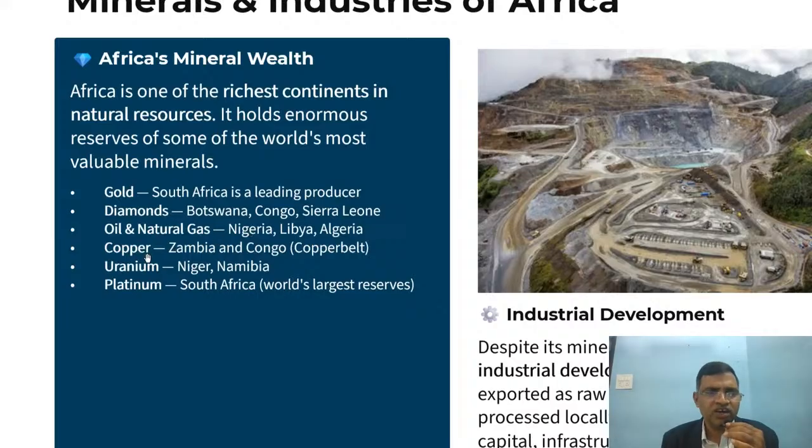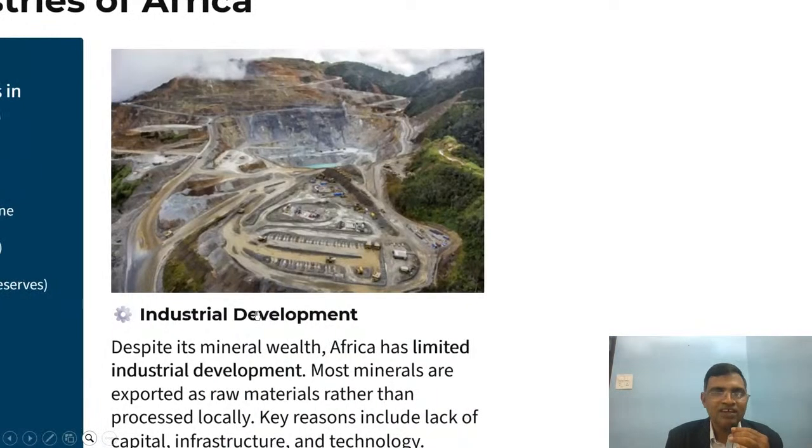Then oil and natural gas, which we'll find in Nigeria, Libya, and Algeria. Then copper, Zambia and Congo. It is a copper belt, we can call it. Uranium, Niger and Namibia. Then platinum, South Africa has the world's largest reserves. Platinum is available in South Africa. Just remember, okay.